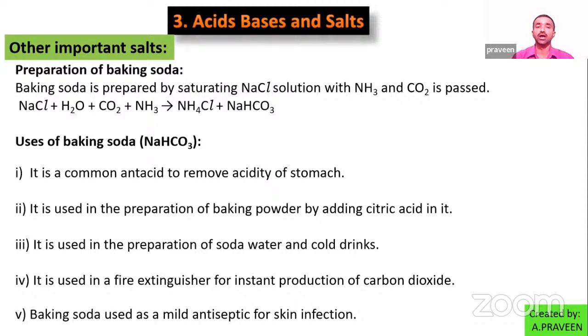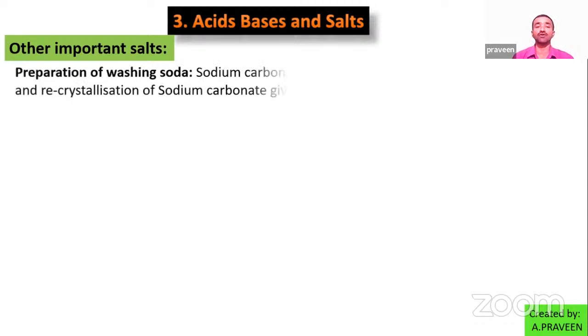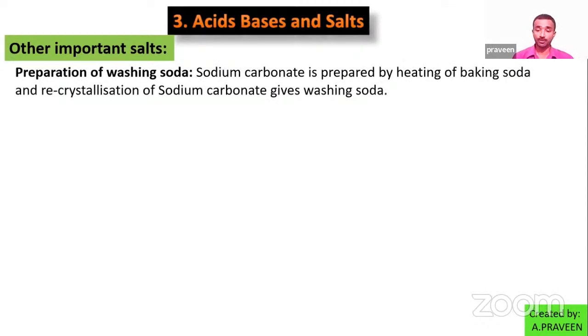The next salt we discuss is the preparation of washing soda. How are we preparing that washing soda? Simply, the washing soda formula is sodium carbonate. That sodium carbonate is prepared by using the baking soda.